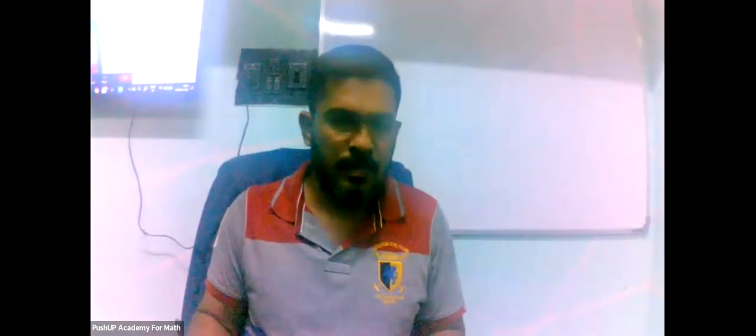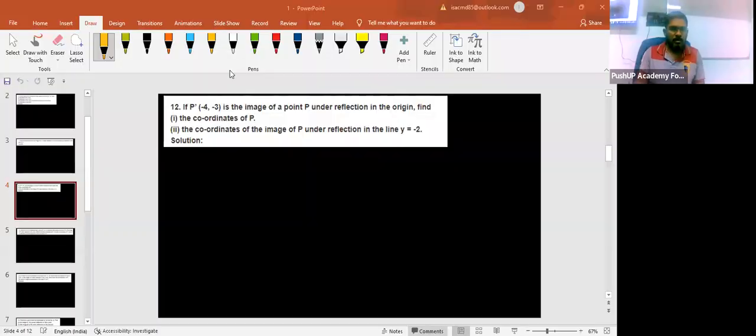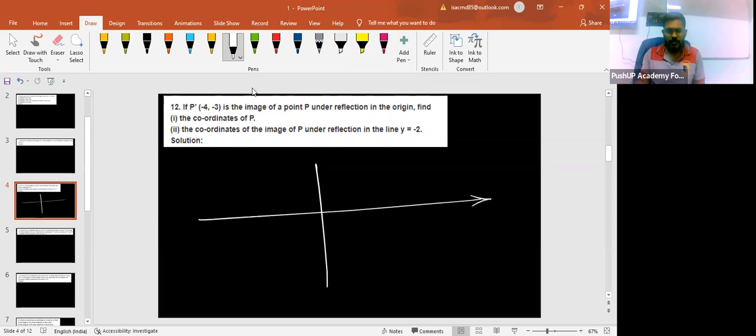Children, listen to this point. This is your XY plane. P dash is over here, whose coordinates are minus 4, minus 3. Children, you should know what P dash is. It is the image of point P. Did you notice this? P dash minus 4, minus 3 is the image of point P. Right? First part is done.